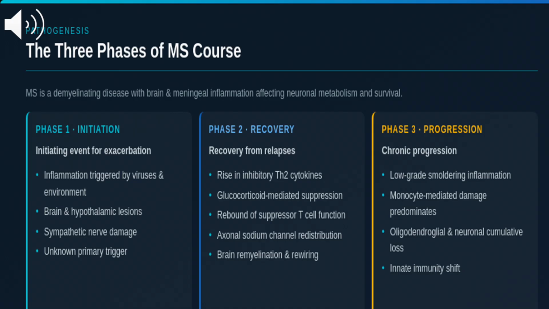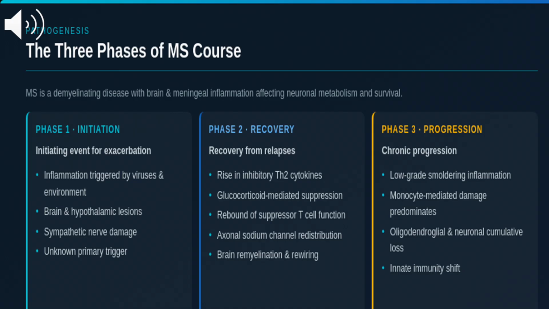Phase 2 is recovery from relapses. This is actually a fascinating phase where multiple restorative processes occur simultaneously. On the immune side, inhibitory TGF-beta cytokines rise, glucocorticoids increase, and suppressor T cell function rebounds. On the CNS side, axonal sodium channels redistribute in damaged but surviving axons, a compensatory mechanism that restores some conductance even across demyelinated segments. The brain simultaneously remyelinates and rewires, showing a remarkable capacity for functional reorganization.